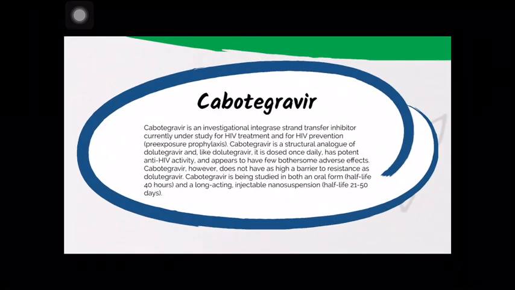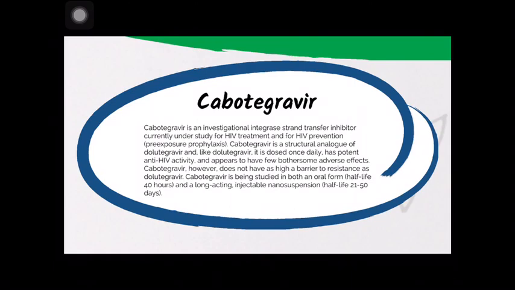Now, what is Cabotegravir? Cabotegravir is an investigational integrase strand transfer inhibitor currently under study for HIV treatment and for HIV prevention, pre-exposure prophylaxis. Cabotegravir is a structural analog of dolutegravir, and like dolutegravir, it is dosed once daily, has potent anti-HIV activity, and appears to have few bothersome adverse effects. Cabotegravir, however, does not have as high a barrier to resistance as dolutegravir. Cabotegravir is being studied in both an oral form, half-life of 40 hours, and a long-acting, injectable nanosuspension, half-life of 21 to 50 days.